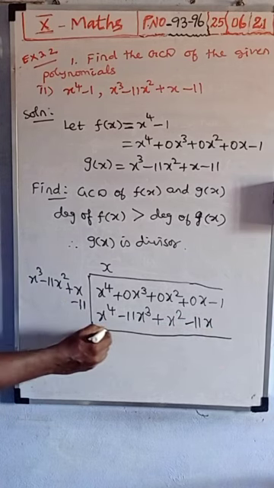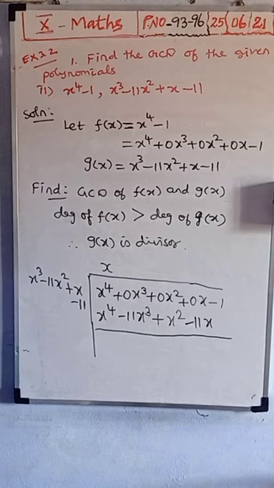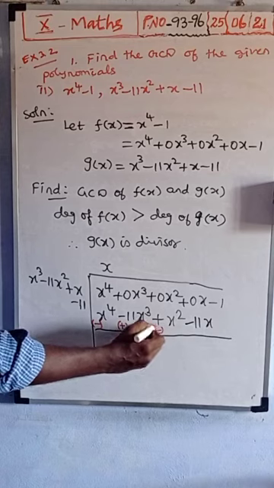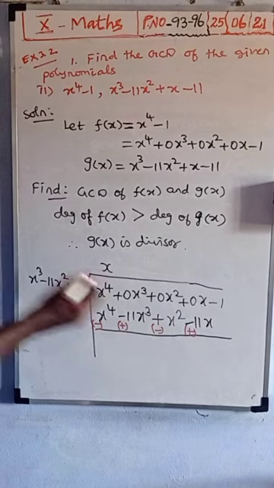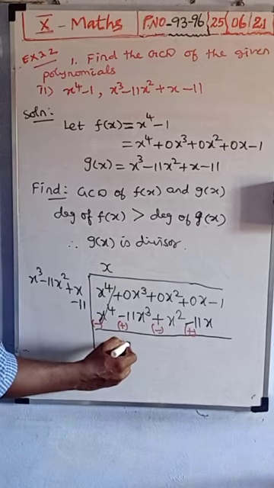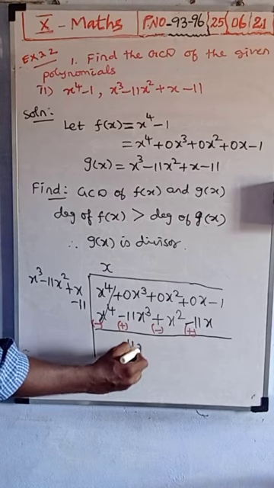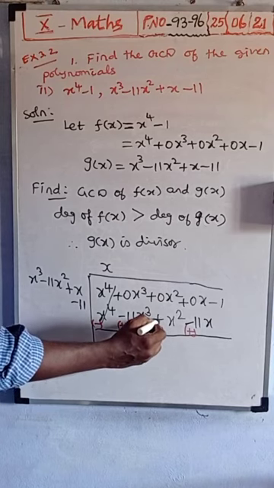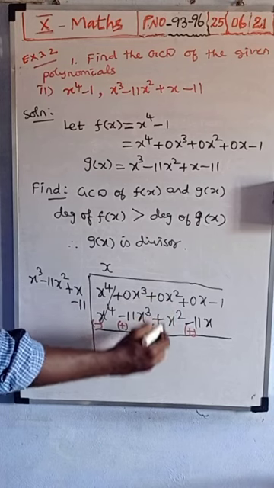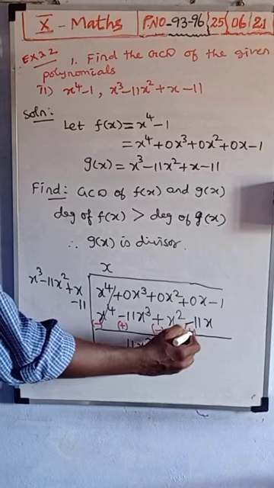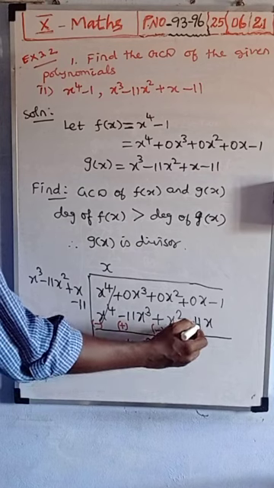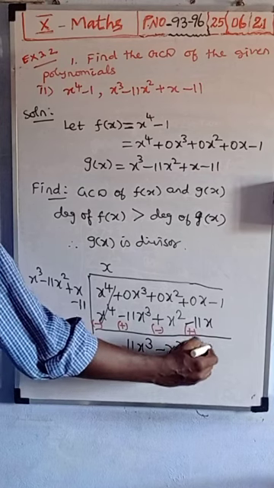So after that, we want to change the symbol. All the terms' symbols change: minus into plus, plus into minus. Usually the first term gets cancelled. Now minus 11 changes into plus 11, plus 0 is 11, so 11x cube. Plus x squared changes into minus, so minus x squared plus 0x squared means minus x squared. Minus 11 has changed into plus 11. Plus 11x plus 0x added means plus 11x.